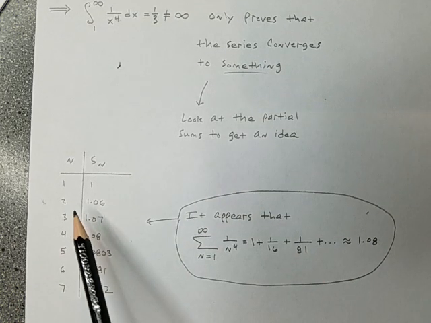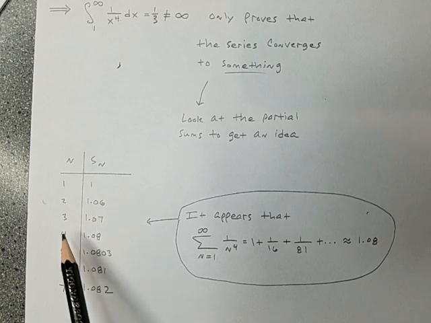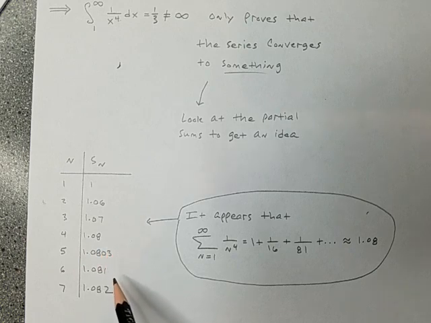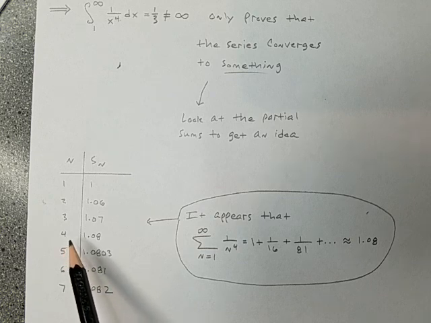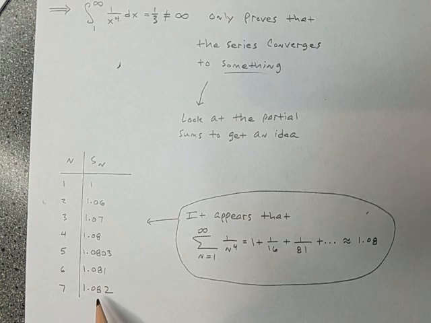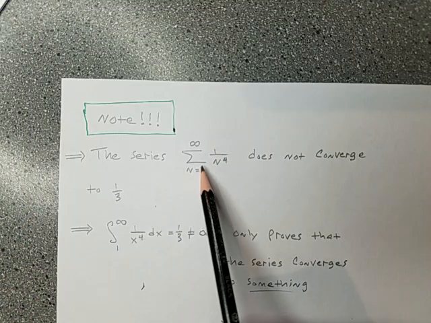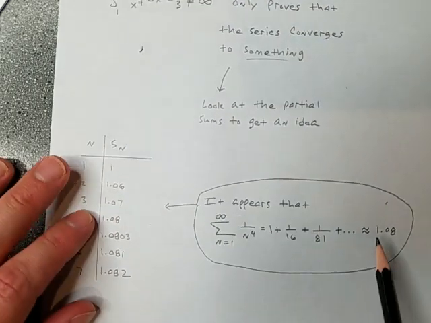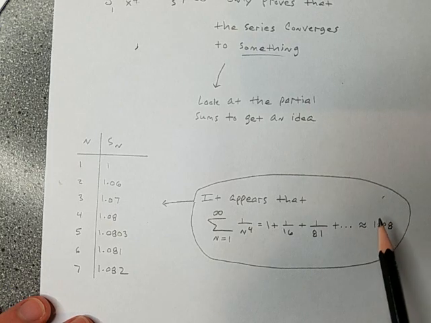If you add the first 2 terms, you get 1.06. The first 3 terms, 1.07. If you add the first 4 terms, 1.08. From there, the grand total really seems to level off. You know, adding the first 4 terms, you're at 1.08. Adding the first 7 terms, you're at 1.082, all right? So this series converges not to 1/3. It converges to something more like 1.08.